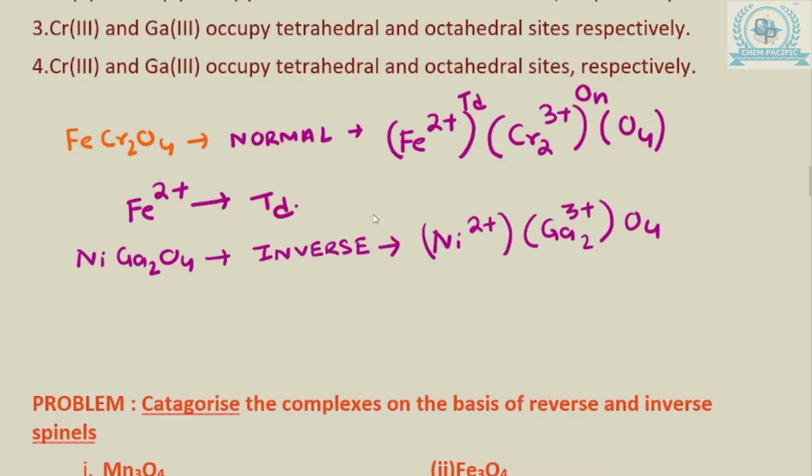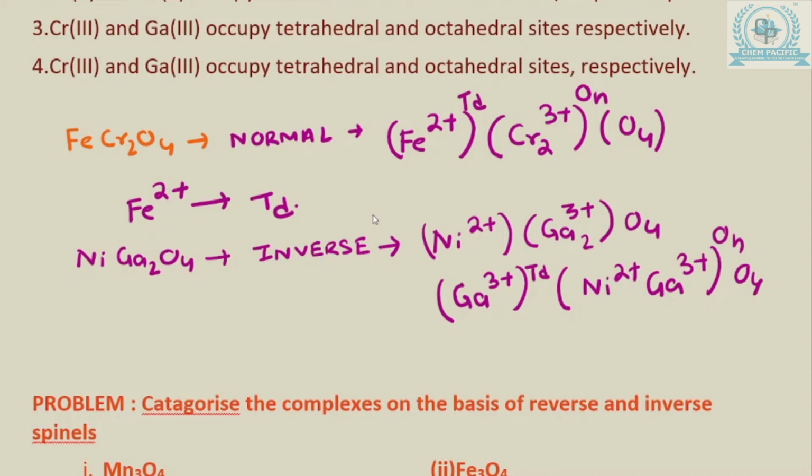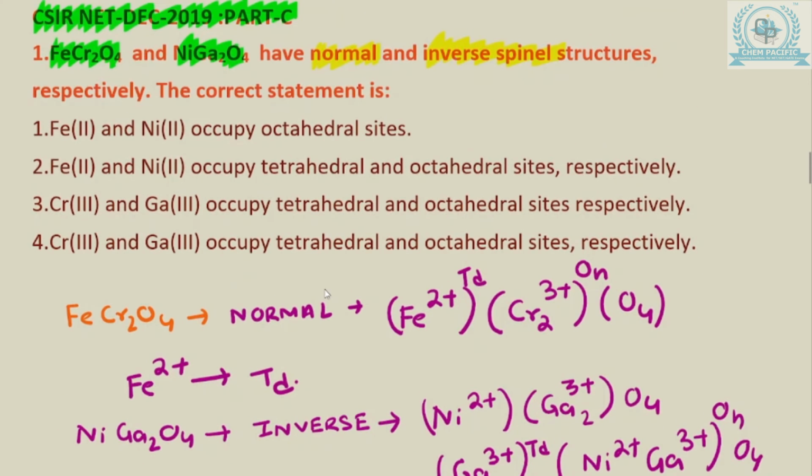So as an inverse spinel, we rearrange it a little. If it is an inverse spinel, how is it going to be rearranged? In the case of inverse spinel, the one with the higher oxidation state will occupy the tetrahedral site, half of it, and the one with the lower oxidation state will occupy the octahedral site. So we have concluded that if it is inverse, Ni2+ is going to occupy the octahedral site. So what will the answer be? The answer is 2, because Fe2+ occupies the tetrahedral site and Ni2+ occupies the octahedral site. So the answer is 2. See how easily we solved it. That is also a 4 marks question, Part C.